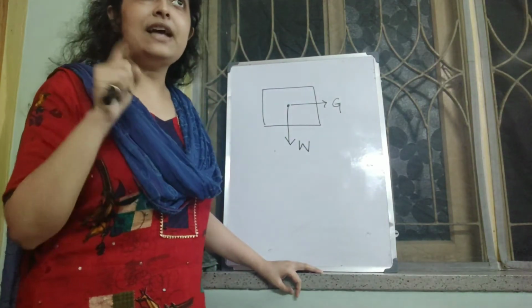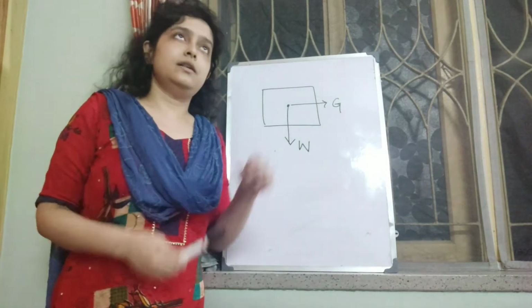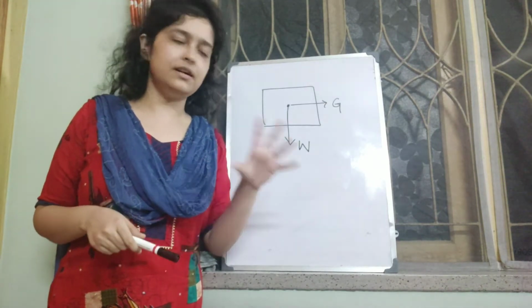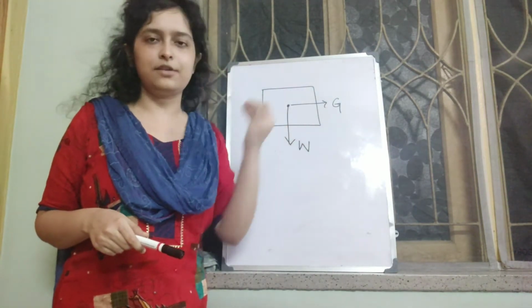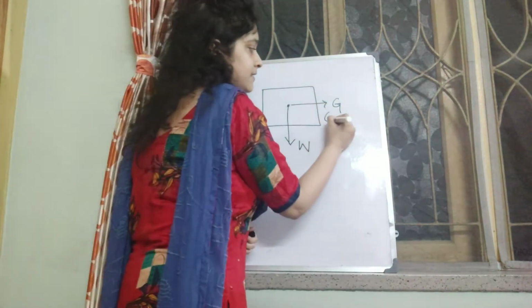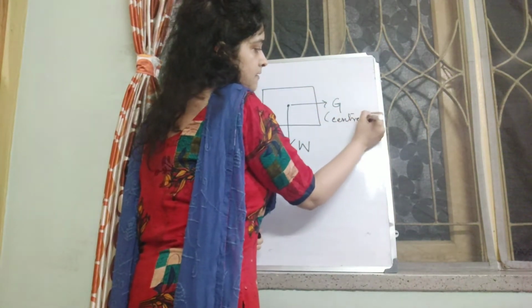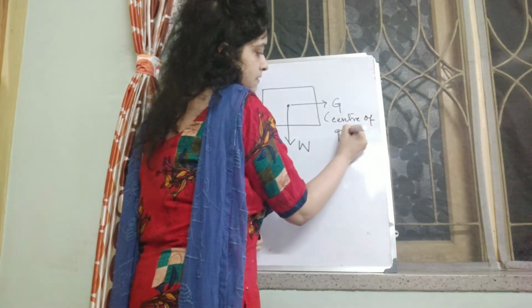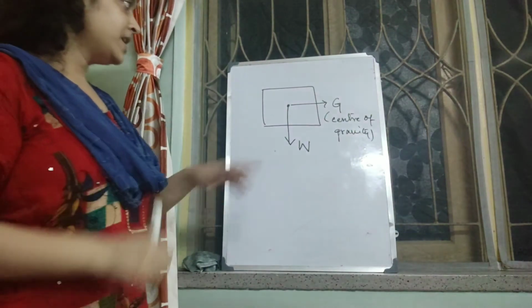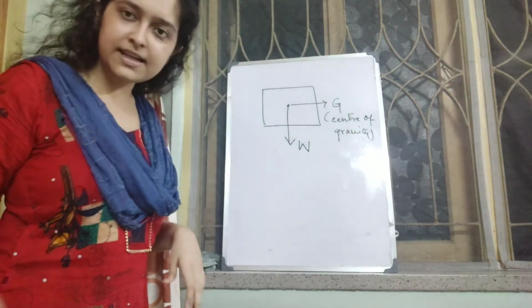In class 10, we have this chapter, the very first chapter, where we will learn a bit more about this center of gravity, okay? So the center of gravity is denoted as G, capital G. Weight is acting downwards vertically.